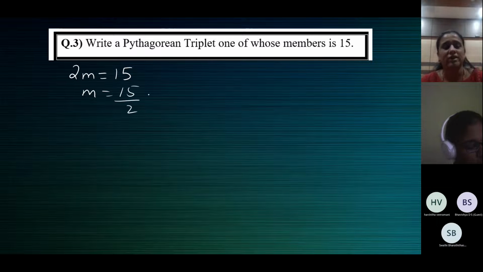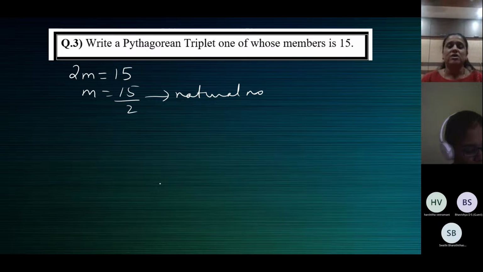But it's important that you get m as a natural number, like counting numbers: 1, 2, 3, 4, 5, 6, 7, 8, like that. The value of m should be a natural number. 15 by 2 is 7.5, and it's not a natural number. So that means 2m is not 15.